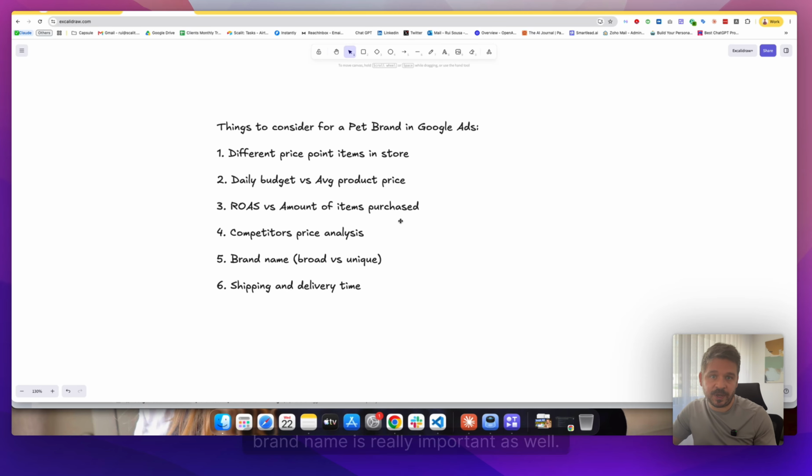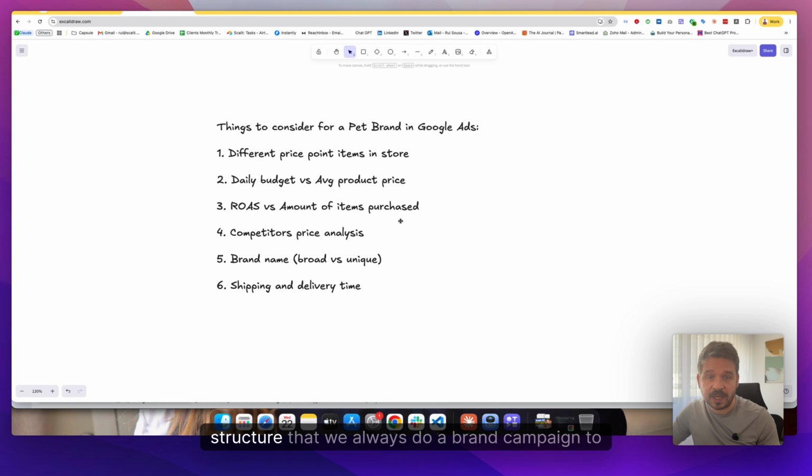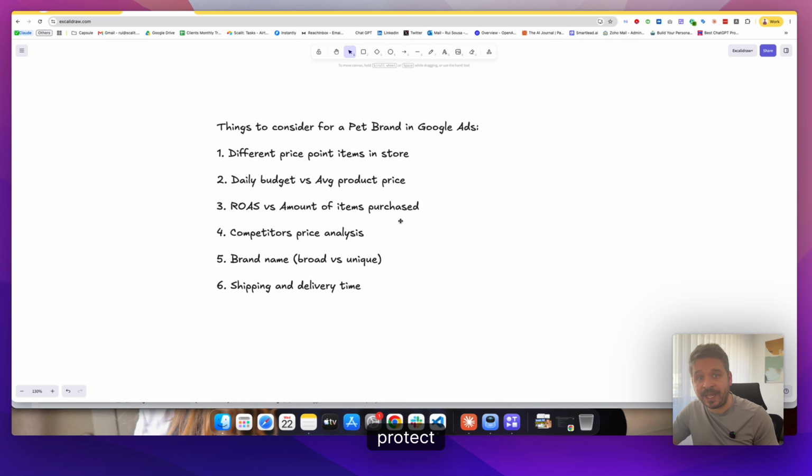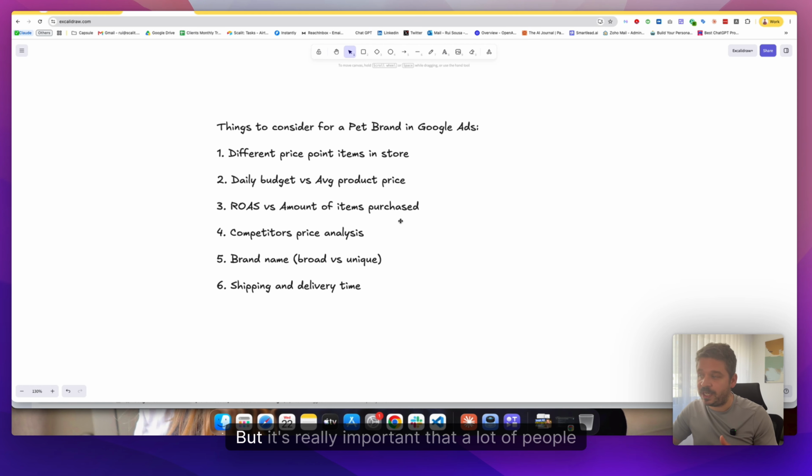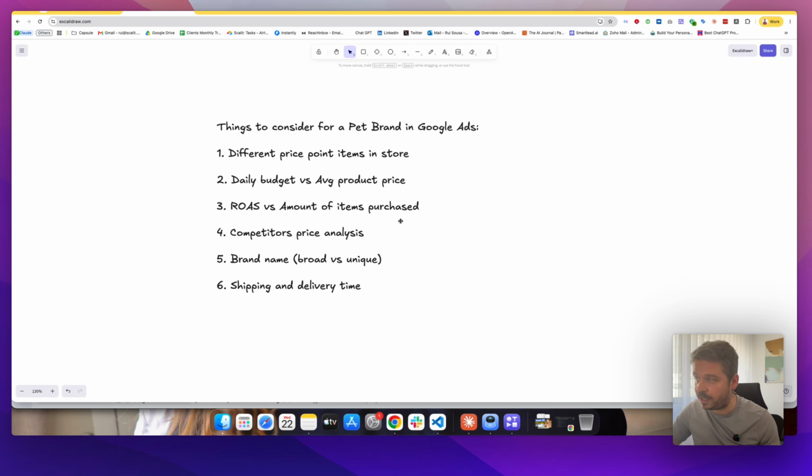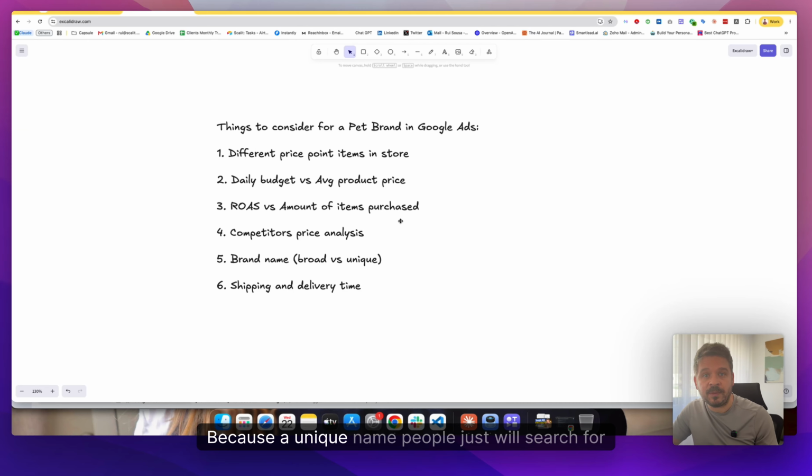And last but not least, brand name is really important as well. I will talk a little further down about the structure where we always do a brand campaign to protect people who search for your brand, and I'll explain why. A lot of people don't know this, but a broad name is more difficult to protect than a unique name. With a unique name, people will just search for you, but your ad may not appear if competitors are bidding on broad keywords like pet stuff.